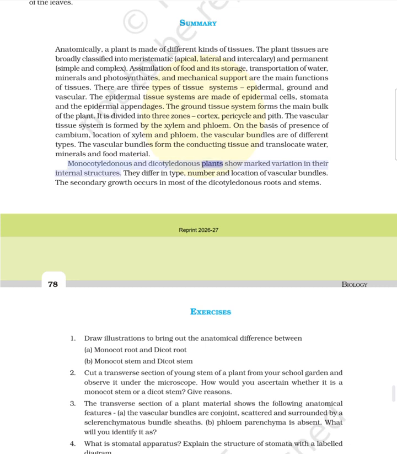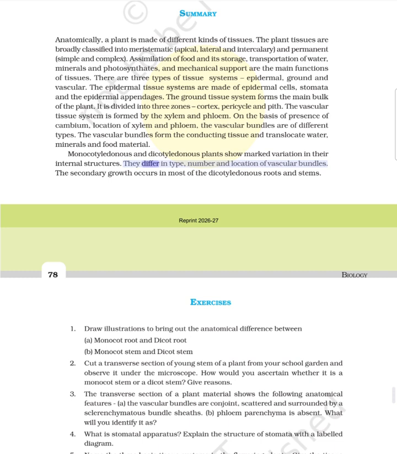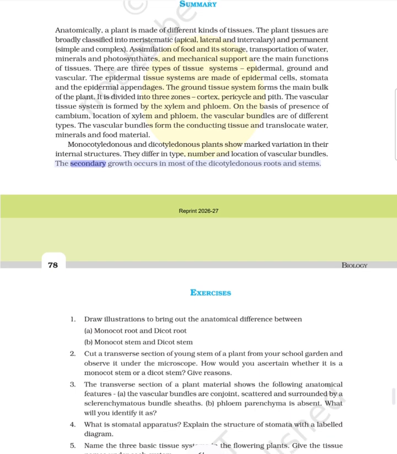Monocotyledonous and dicotyledonous plants show marked variation in their internal structures. They differ in type, number and location of vascular bundles. The secondary growth occurs in most of the dicotyledonous roots and stems.